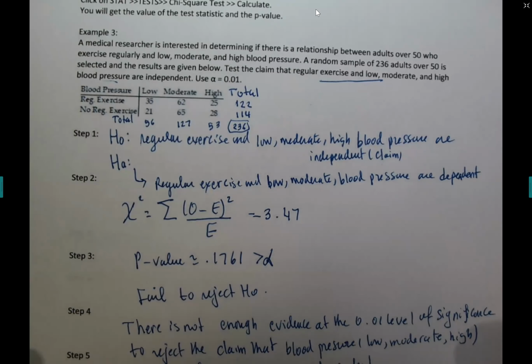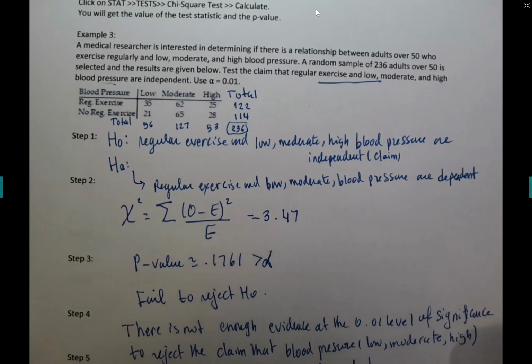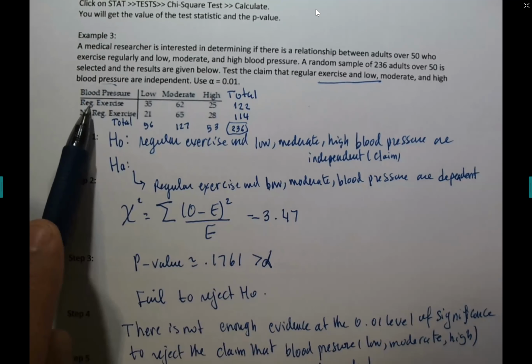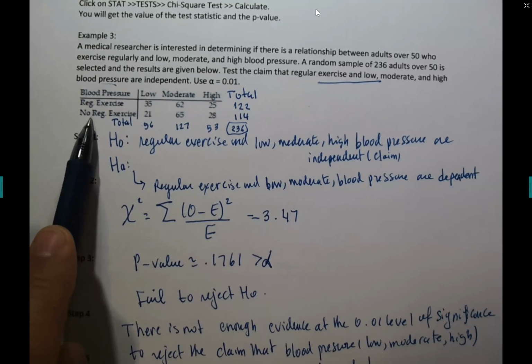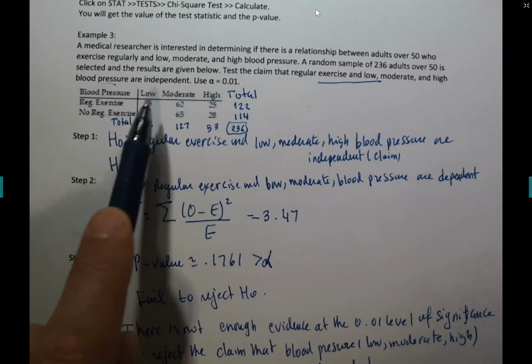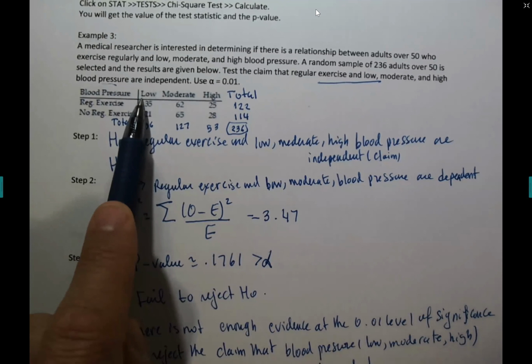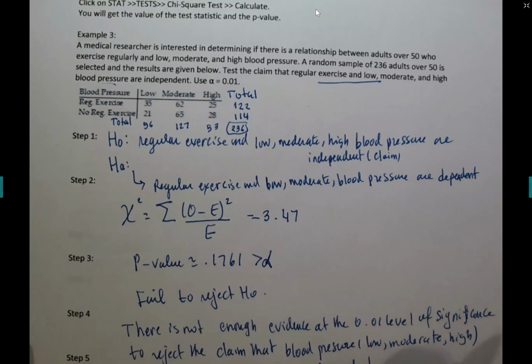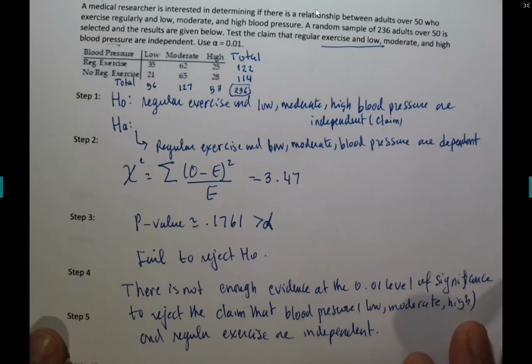Okay, so this is what we call independence test, to test whether two variables are related or not related. The variables in our question was whether you exercise or don't exercise. This is one variable. The other variable, whether your blood pressure is low, moderate, or high, this is the second variable. And this is what we call an independence test, guys.